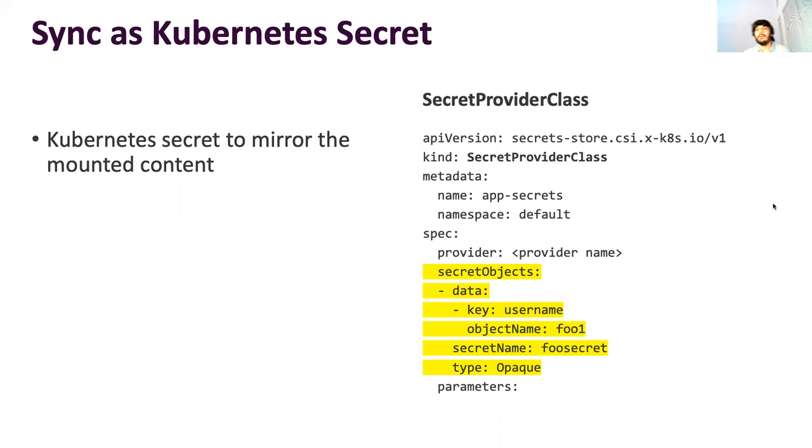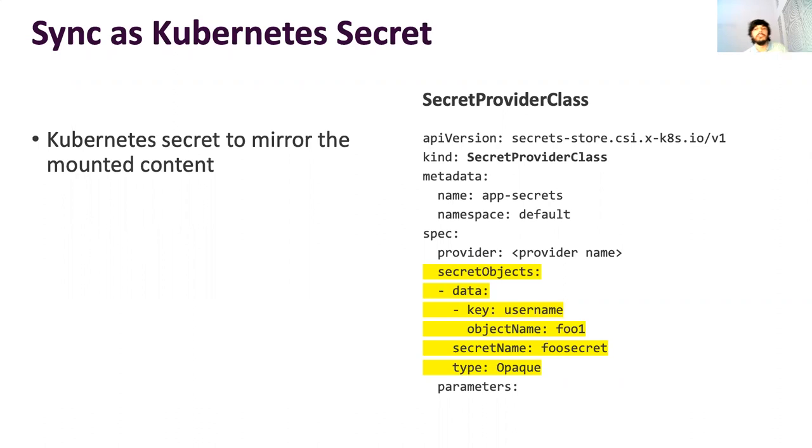We talked about the driver also supporting sync as a Kubernetes secret. The CSI driver provides an optional feature to sync the mounted content from the pod as a Kubernetes secret. A common usage of this feature is to store TLS certificates in an external secret store and have the driver sync them as a Kubernetes TLS secret, which can then be used with ingress controllers.